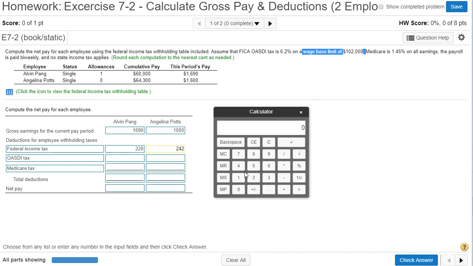So we're going to take Alvin's $1,690 times 0.062, which gives us $104.78 of OASDI tax.